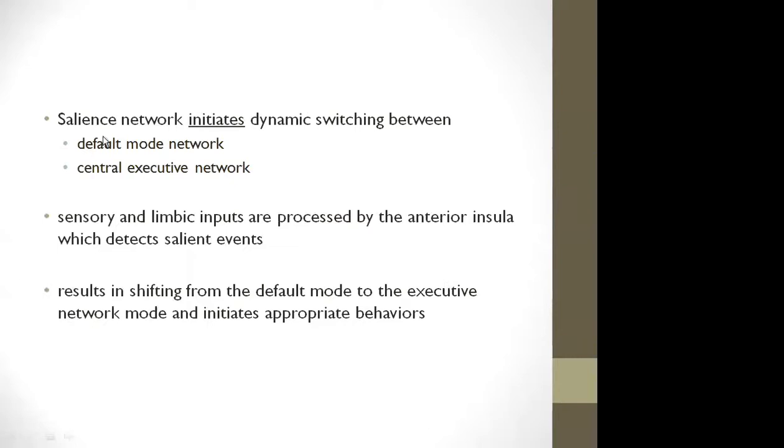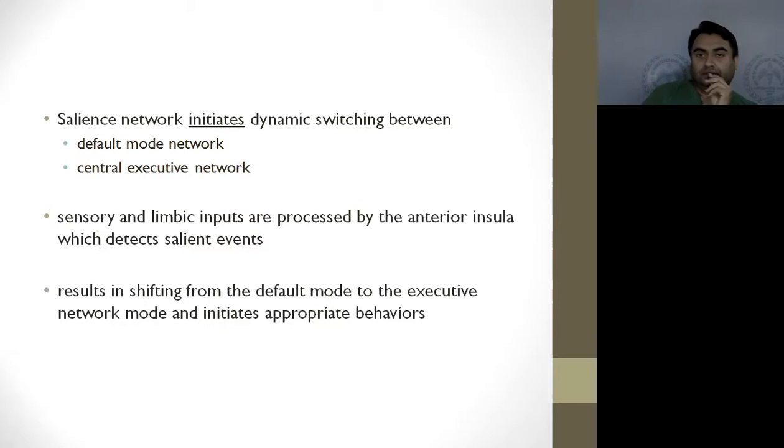The salience network initiates the dynamic switch process between the two other networks. The sensory and the limbic inputs are processed by the anterior insula, which detects salient events, and then results in shifting from the default mode to the executive mode with appropriate behavior when a stimulus is detected.